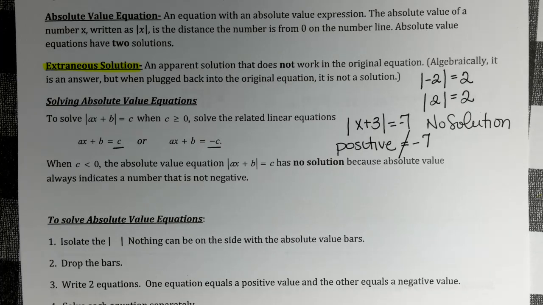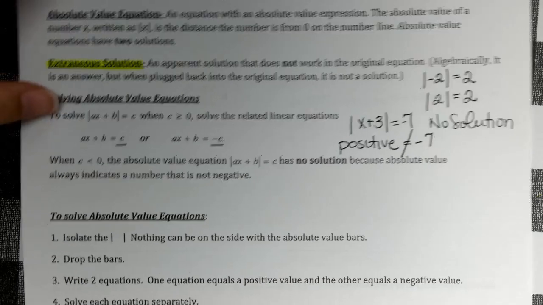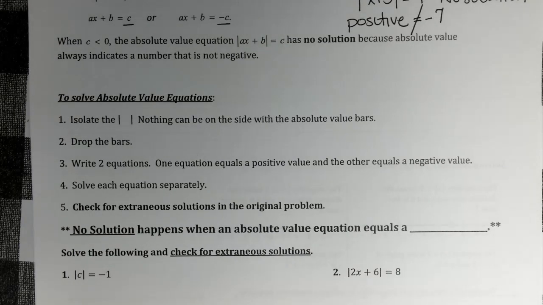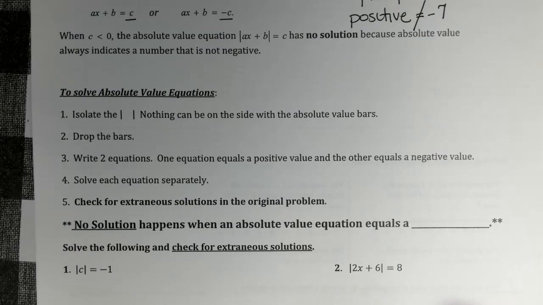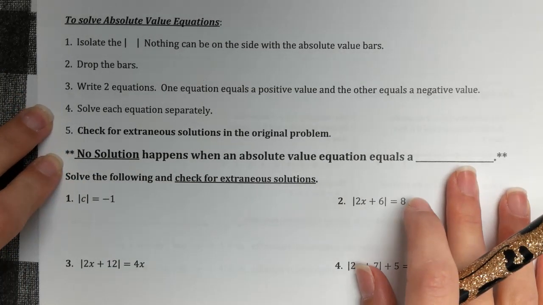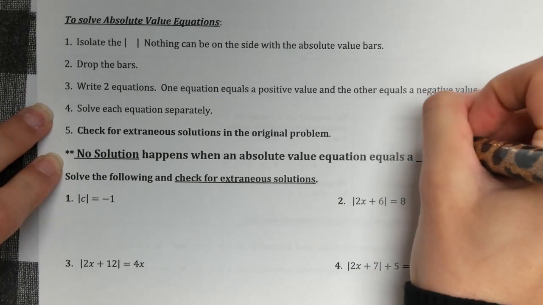So when we solve it, we're going to try to get our absolute value bars by themselves first. We do everything we can, add and subtract, multiply, divide, whatever, to get those by themselves. Then we're going to drop the bars and split it into its positive and negative solution, and then just solve. Basic equations. Once you solve and get x equals a number, then you plug it in to see if it's extraneous or not. To reiterate, no solution happens when an absolute value equation equals a negative number.